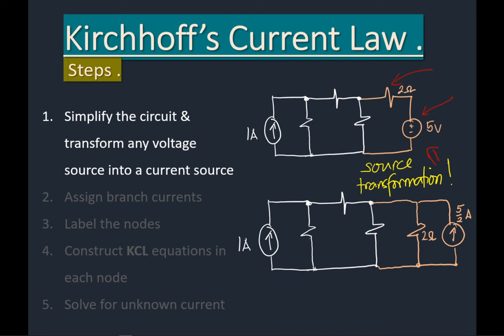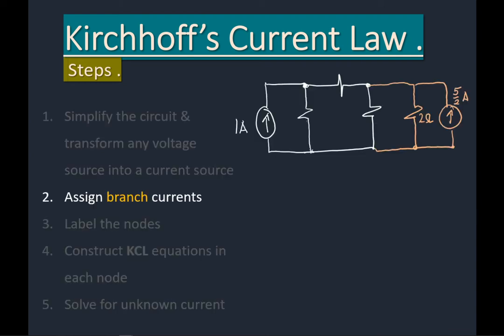So the voltage source becomes a current source, and we can solve the value of the current source using Ohm's law. I is equal to V over R, in that case 5 divided by 2. We also have the internal resistance of the current source, which is connected in parallel with the current source, and its value is the same as the internal resistance of the voltage source. That's the first step. Then the second step is to assign branch currents.